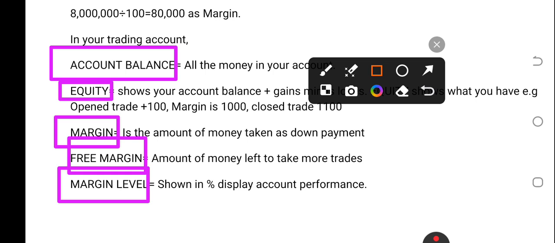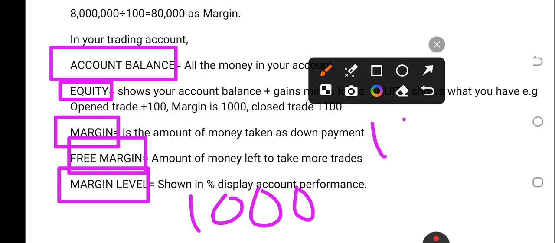Okay, now the equity. For example, let's say you have opened a position with a margin of 1,000, which is your down payment, right? And your broker has already multiplied it. Let's just say you have 1,000, for example. Let's forget about leverage. Now, let's say you open a trade and you have made $100 in profits already.